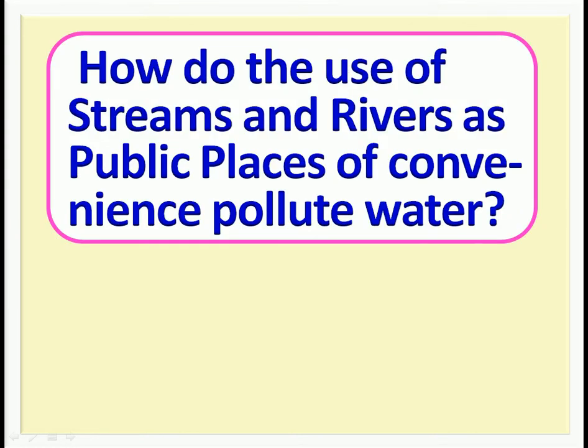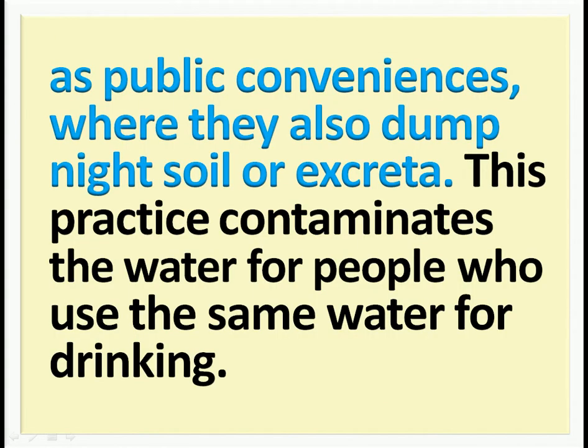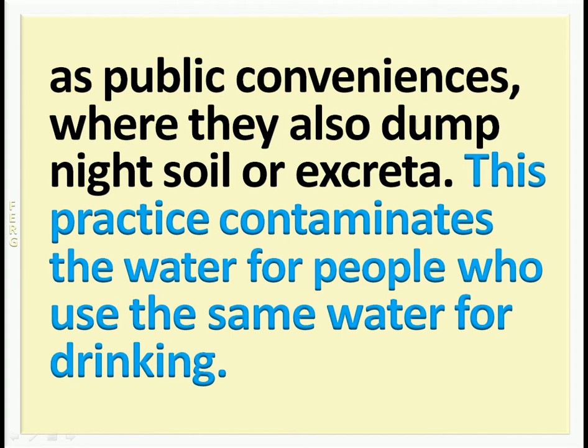How does the use of streams and rivers as public places of convenience pollute water? In some communities people use the seas, streams and rivers as public conveniences, where they also dump night soil, or excreta. This practice contaminates the water for people who use the same water for drinking.